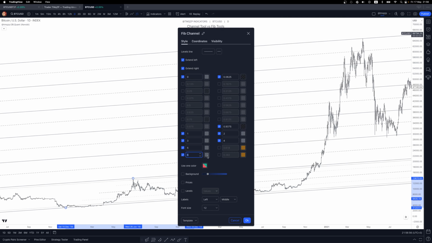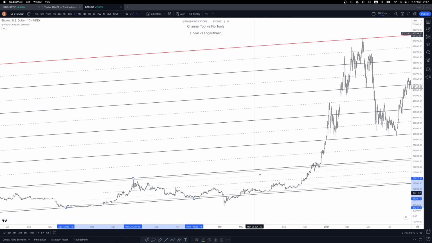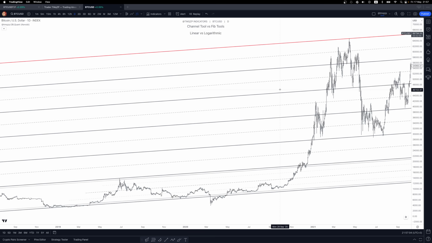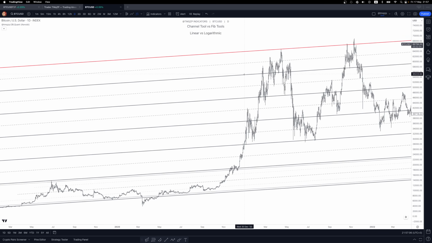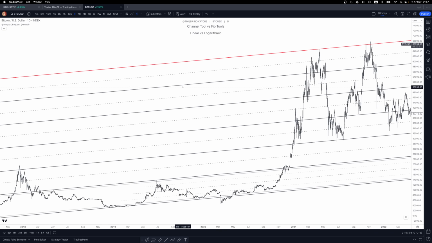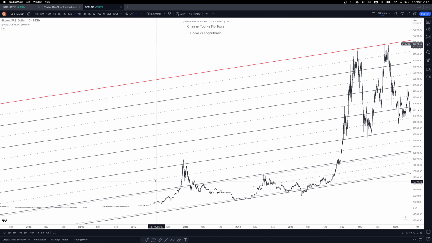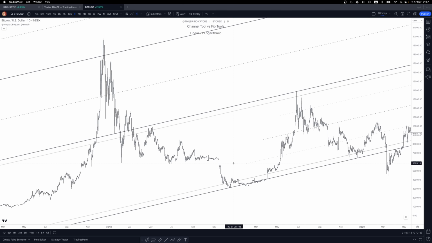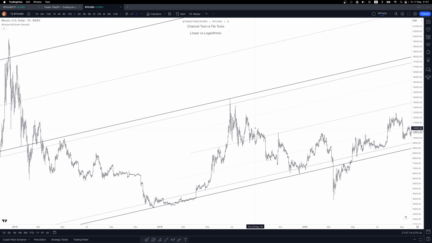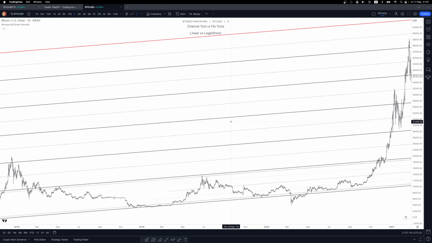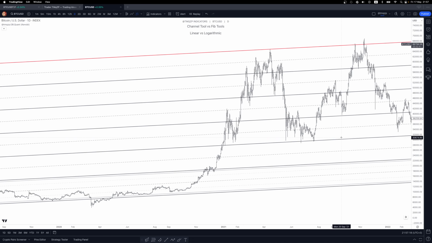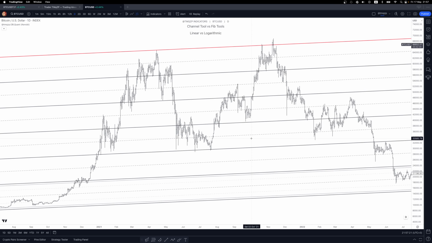6, right? It's this one. Okay, the red one. Let me make it thick so you can see. The high of this cycle is a 6th multiple of the linear range of the first impulse. Does that make sense? And look how perfectly all these levels line up, right?